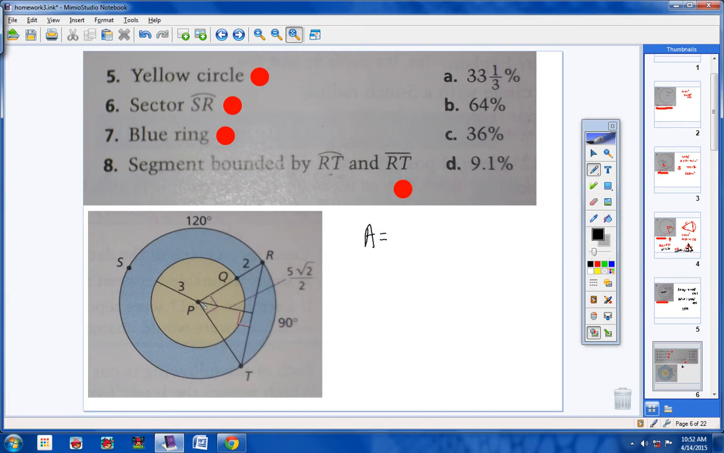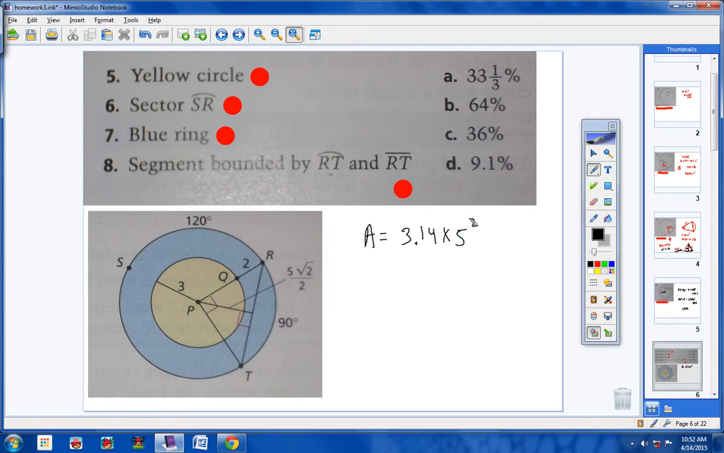Let's see. Well, from here to here is 3. And from here to here is 2 more, because we know that right here. So the whole radius of the whole circle is going to be 5, okay? So the radius of the whole circle will be 5. So I have 3.14 times 5 squared.